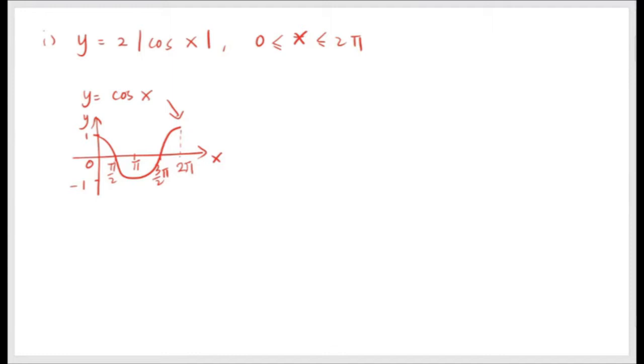But we don't do this first. So we do the cos x first. Then once we put the modulus, it means that the graph below the x-axis will move up to above the x-axis. So this one, we will move up. Then another one, 2 means amplitude is 2. So amplitude here will change to 2. So your graph will be like this.